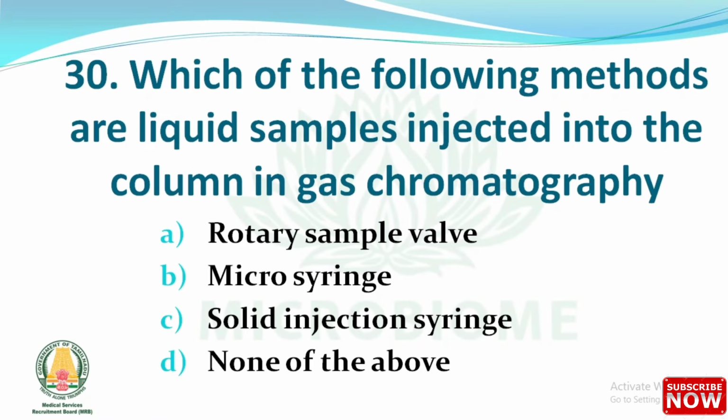And next question, by which of the following methods are liquid samples injected into the column in gas chromatography? The options: rotary sample valve, micro syringe, solid injection syringe, none of the above. The right answer, option B, micro syringe.